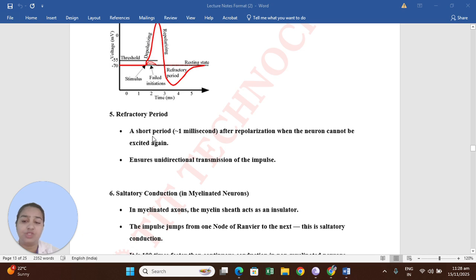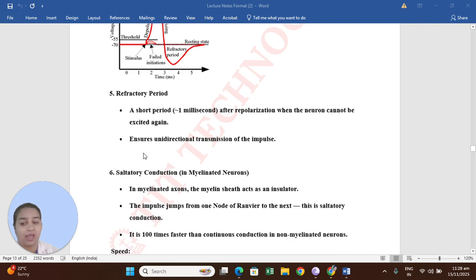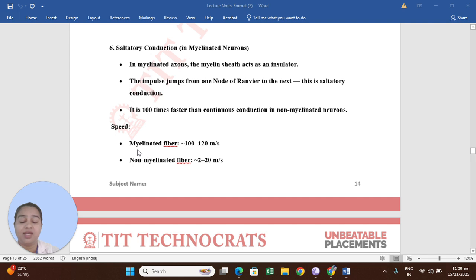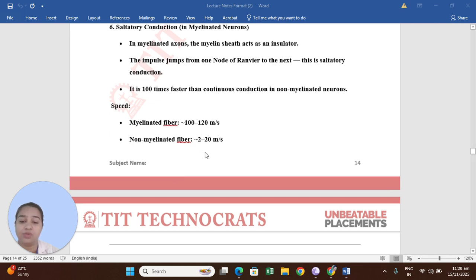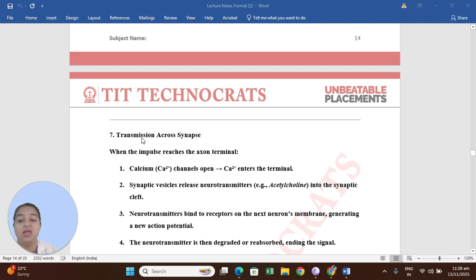The refractory period is very short, around 1 millisecond. After repolarizing, a neuron cannot be excited again. So yes, this is the speed of the fiber: 100 to 120 meters per second for myelinated fibers. Non-myelinated fiber is only 2 to 20 meters per second.